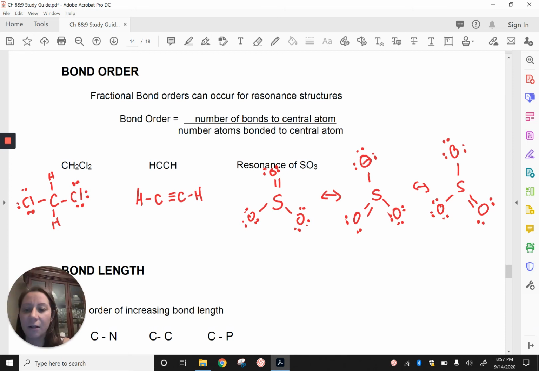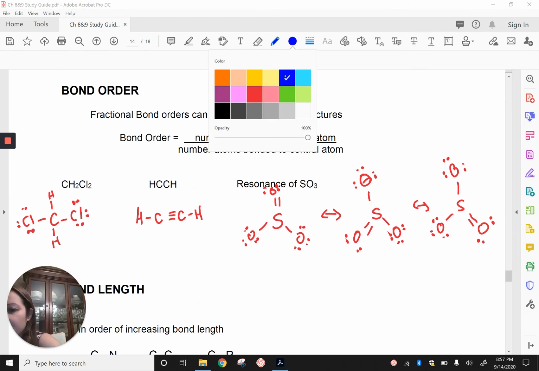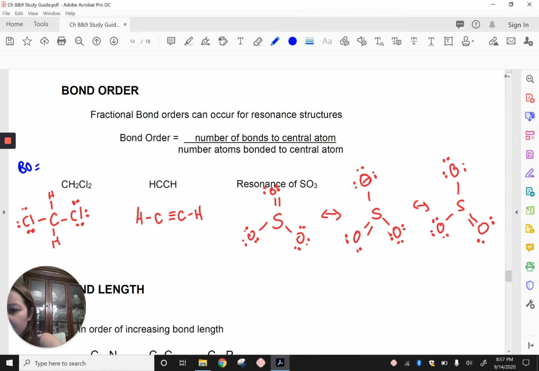So now, to calculate bond order, go ahead and change the color here. So for this one, we would say the bond order is equal to, you take the number of bonds to the central atom. So our central atom is this carbon right here. And so there are 4 bonds around it. And that's divided by the number of atoms bonded to that central atom. So this carbon is bonded to 4 different atoms. And so 4 over 4 gives you 1, so the bond order is 1, which means that the average is all single bonds, which in this case makes sense because they all are single bonds.